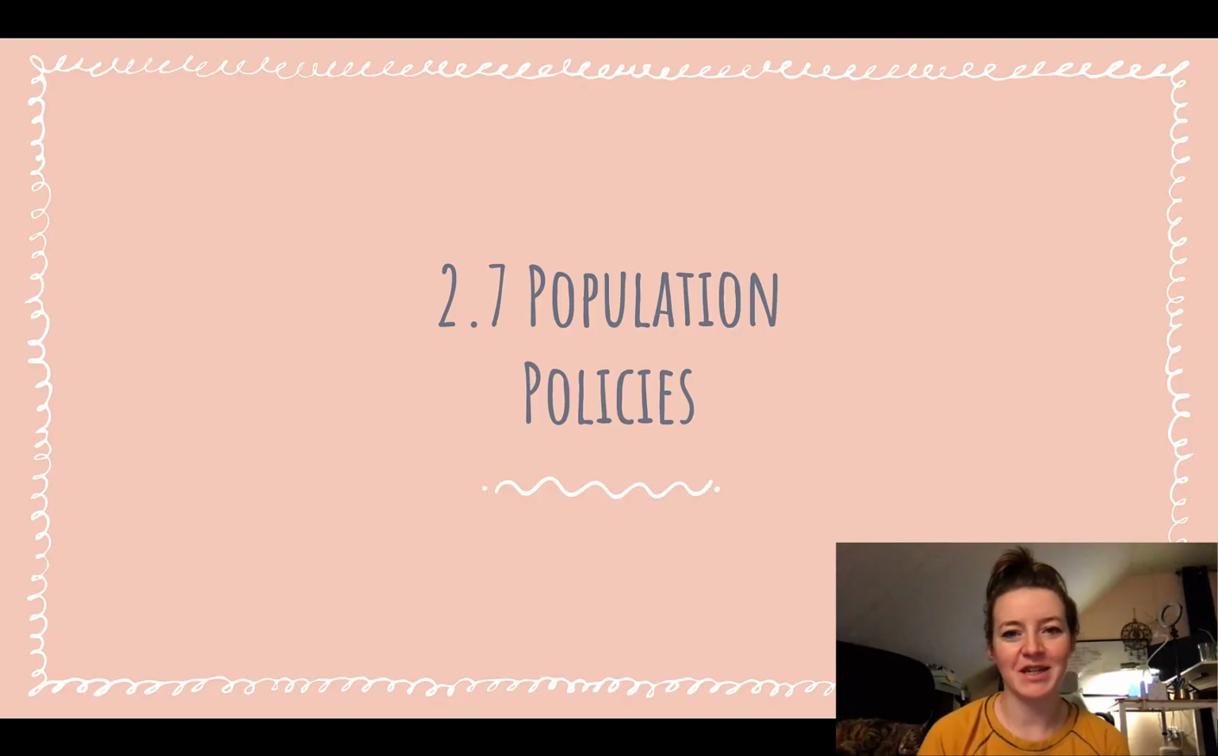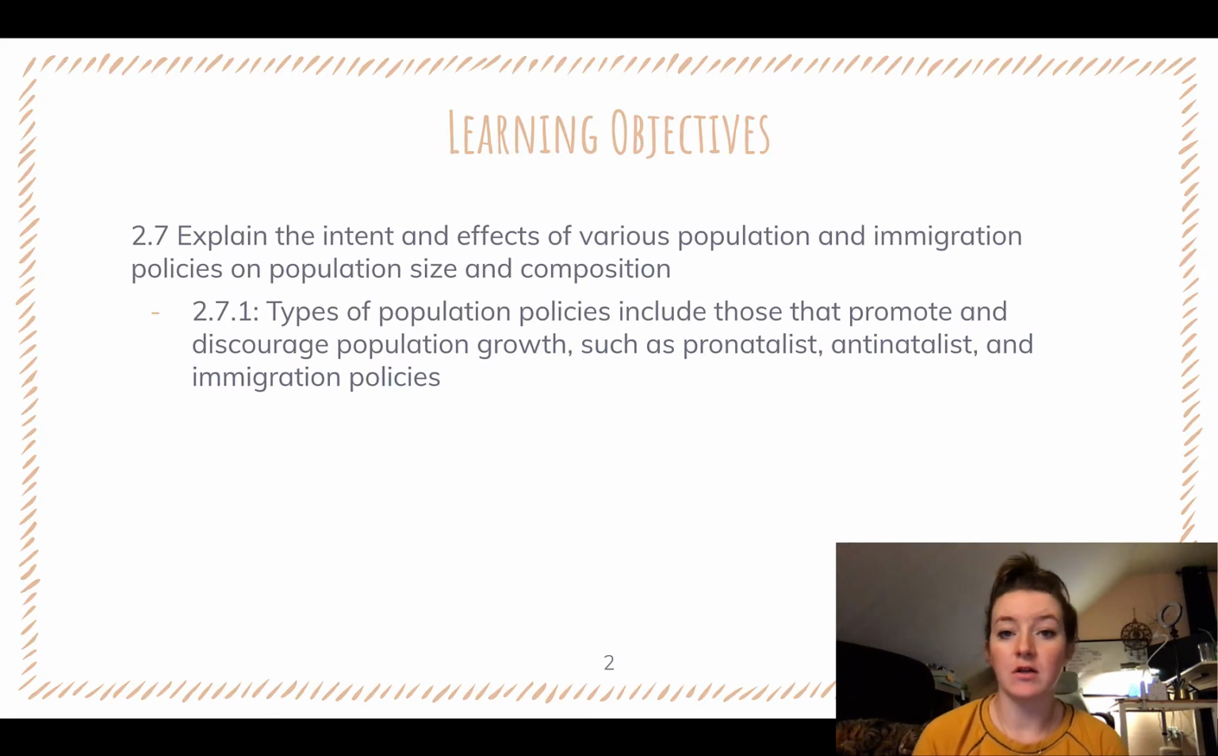Hi everyone, so today we're going to take a look at 2.7 population policies. Our learning objectives are to explain the intent and effects of various population and immigration policies on population size and composition. We are particularly looking at those that promote and discourage population growth, such as pronatalist, antinatalist, and immigration policies, but not really that last one right now.